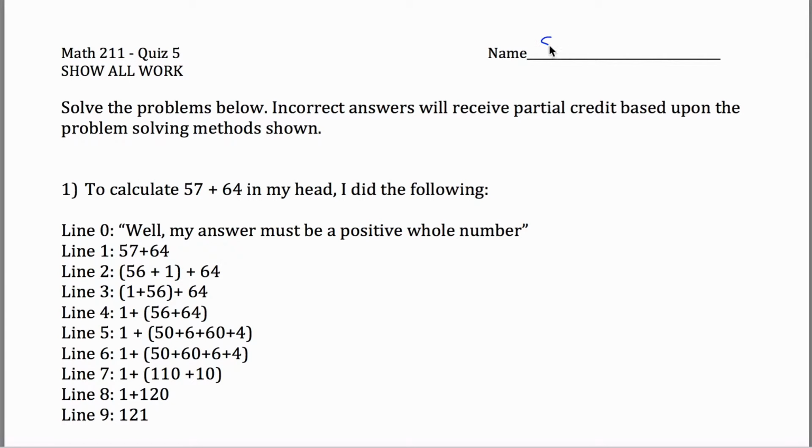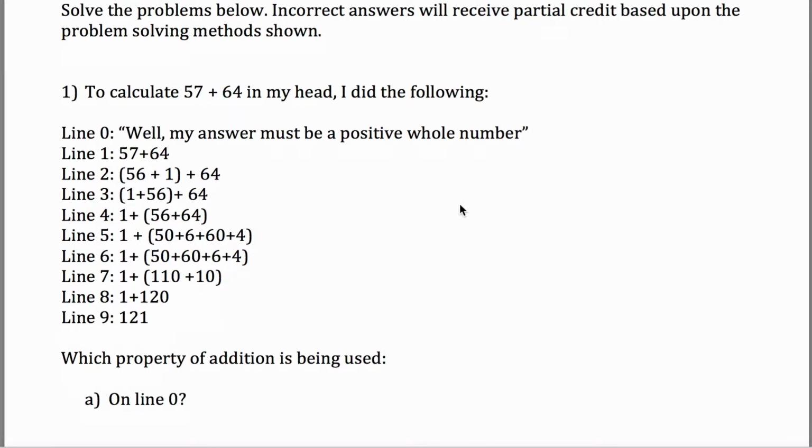All right, here are solutions for our fifth quiz for Math 211. The basic idea in this quiz, I guess there's a couple parts. This first part, you're testing the different properties we have. So you read through here and you're looking for the associative property of addition or the commutative property of addition or closure and so forth.